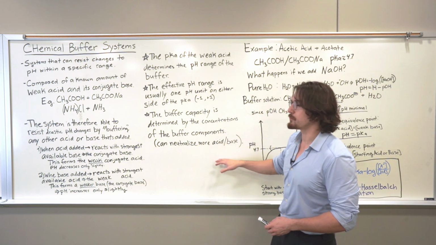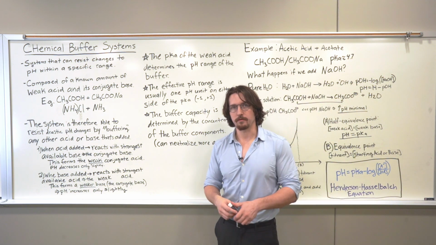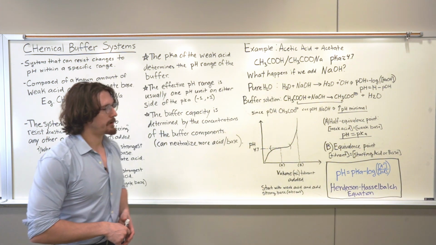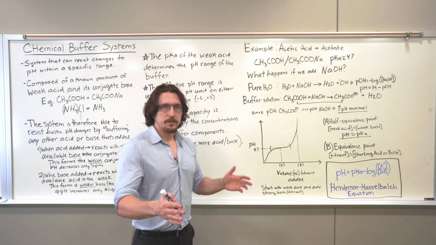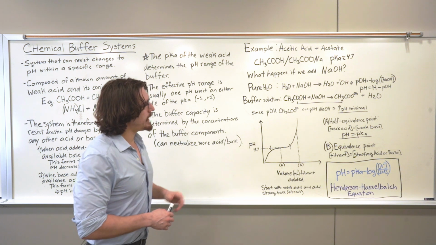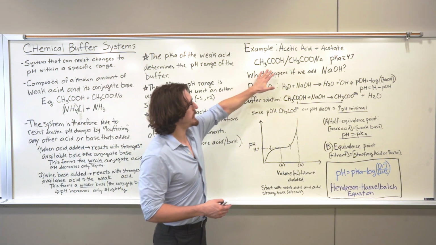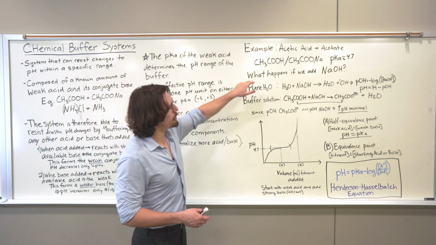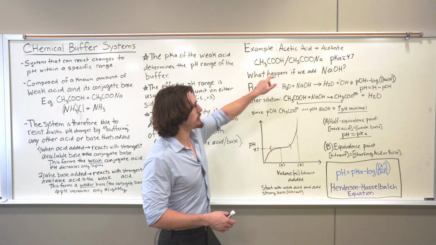You can neutralize more acid or base that you add to a buffer system if you have higher concentrations of the conjugate acid-base pair forming the buffer. Okay, so now to illustrate some of these concepts, let's look at an example. Imagine we have acetic acid and sodium acetate, the conjugate base. The pKa value for acetic acid is around 4.7.